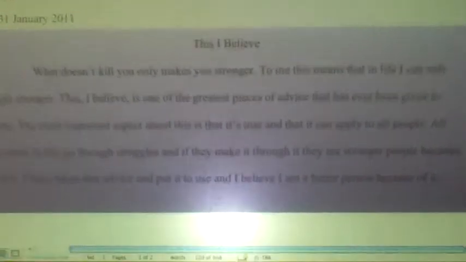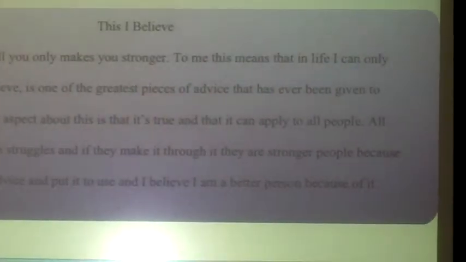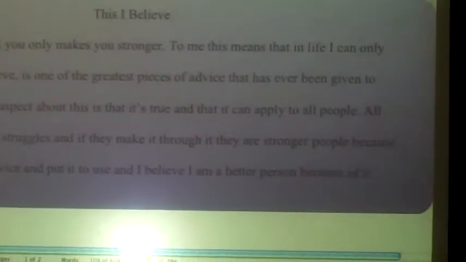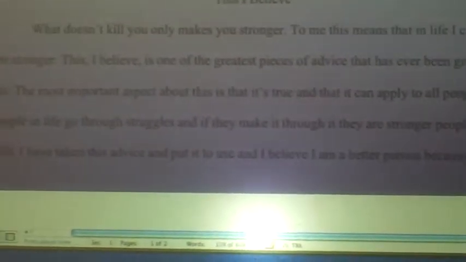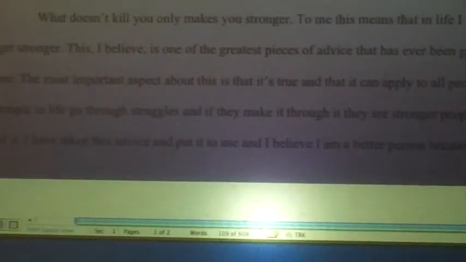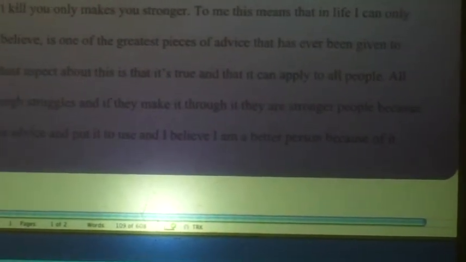So it starts like this: What doesn't kill you only makes you stronger. To me, this means that in life I can only get stronger. This, I believe, is one of the greatest pieces of advice that has ever been given to me. The most important aspect about this is that it's true and it can apply to all people. All people in life go through struggles, and if they make it through, they are stronger people because of it. I have taken this advice and put it to use, and I believe I am a better person because of it.